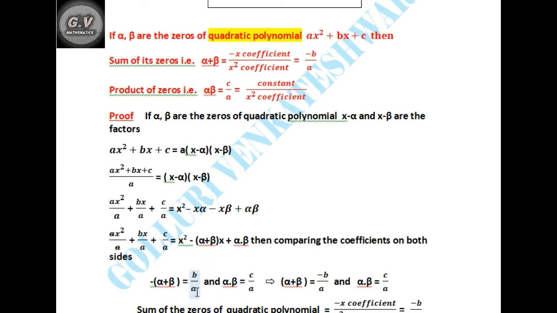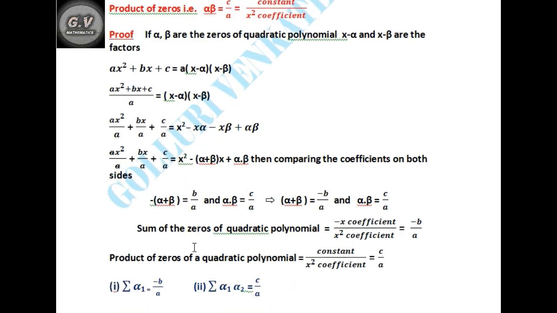Changing signs on both sides. Therefore minus becomes plus. Minus of alpha plus beta is transformed as alpha plus beta, and plus b by a becomes minus b by a. Therefore the sum of zeros is minus b by a. And alpha beta, which is nothing but the product of zeros, will be c by a.